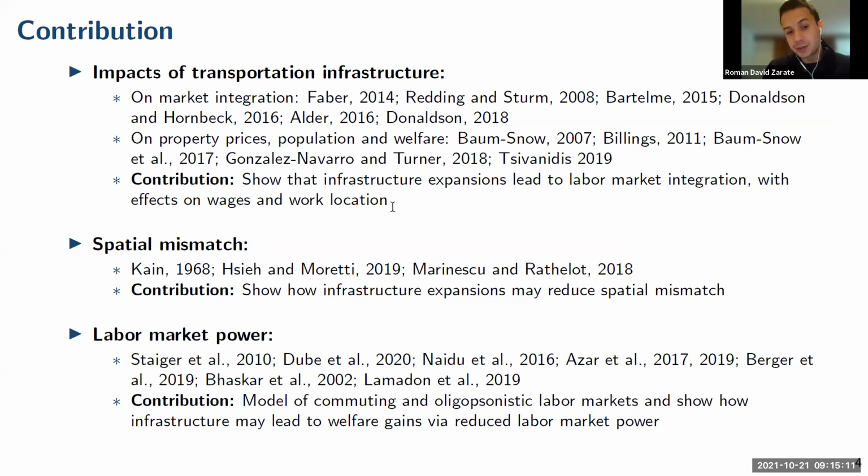We also contribute to the spatial mismatch literature. In particular, we show that transit infrastructure can improve the matching between firms and workers. And finally, there is this new literature on labor market power that has been receiving a lot of attention in the last 5 years. Here, when labor markets get more integrated, the outside option of workers can reduce labor market power. To do that, we propose a model of commuting and oligopsonistic labor markets, similar to what Berger and co-authors did in the US.